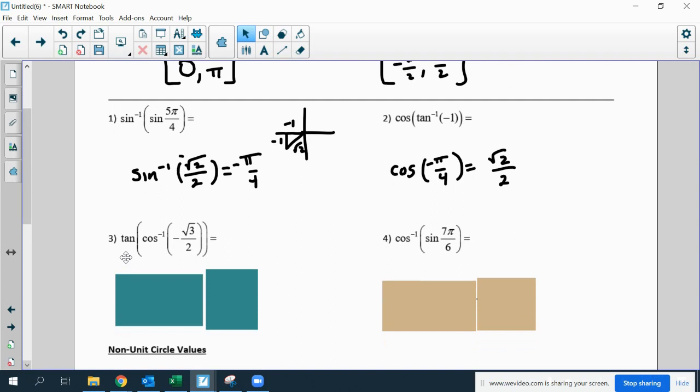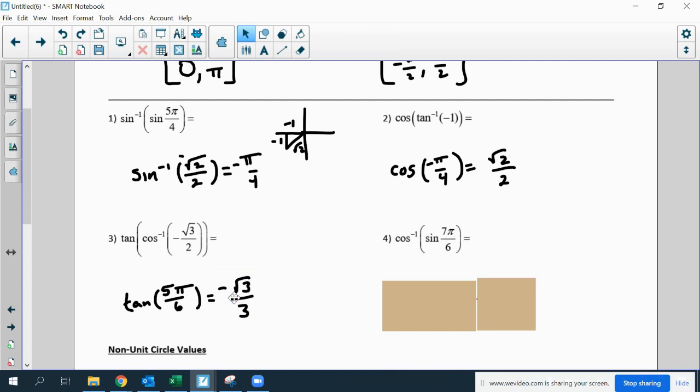And it's the same thing in number 3 because the original function is on the outside. So if I take arc cosine or cosine inverse of negative root 3 over 2, I would figure out that that's 5 pi over 6 because cosine inverse works in quadrant 1 and quadrant 2. So then I just find tangent of 5 pi sixths, and that's negative root 3 over 3. I don't really have to worry about rearranging it.